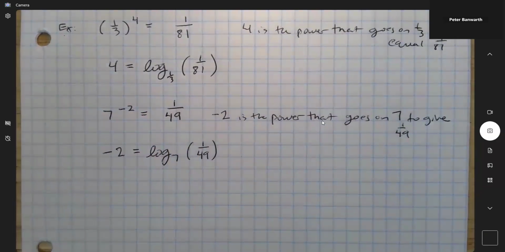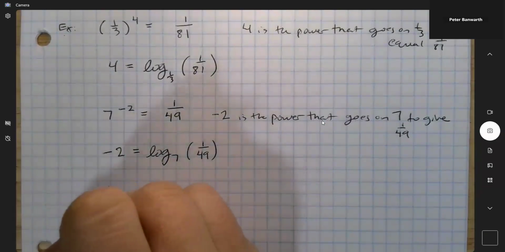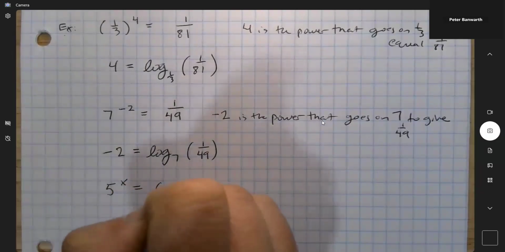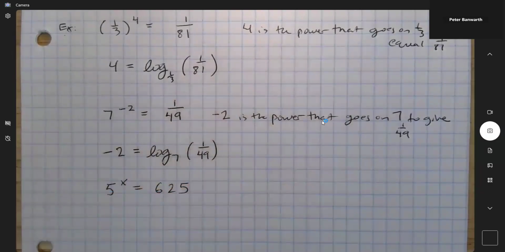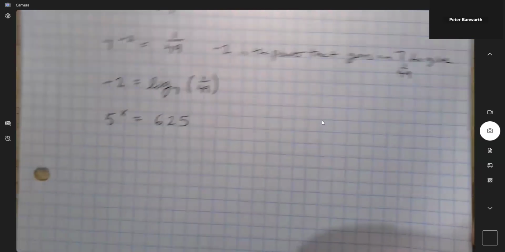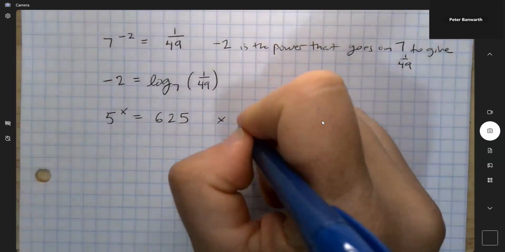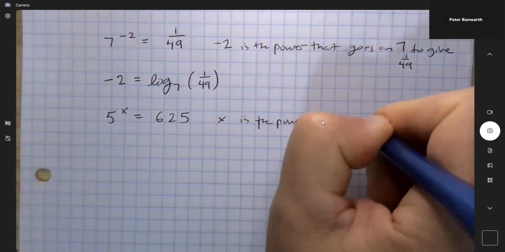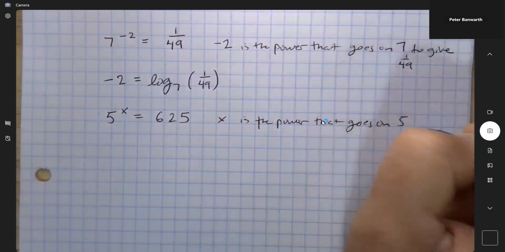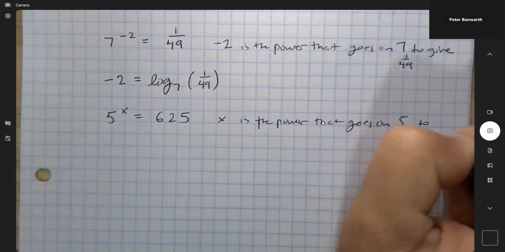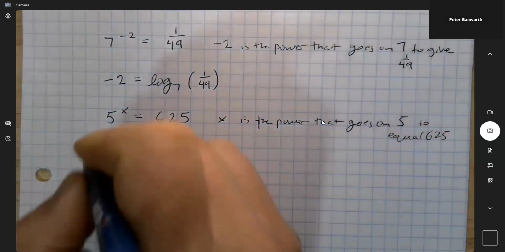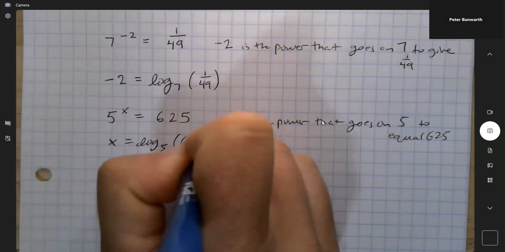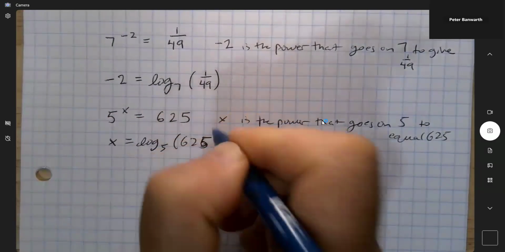How about an actual exponential function, 5 to the x? And let's suppose that 5 to the x is 625. Well, I can still write it as a sentence because now x is the power that goes on 5 to equal 625. So I can write that as a logarithm. x is the power that goes on 5 to get 625.